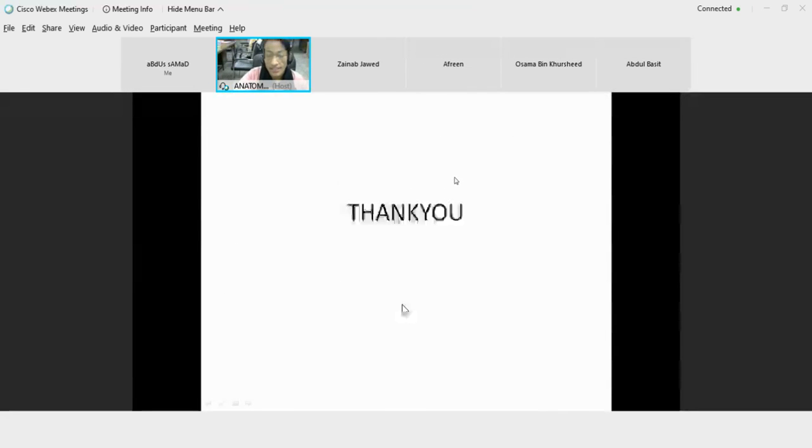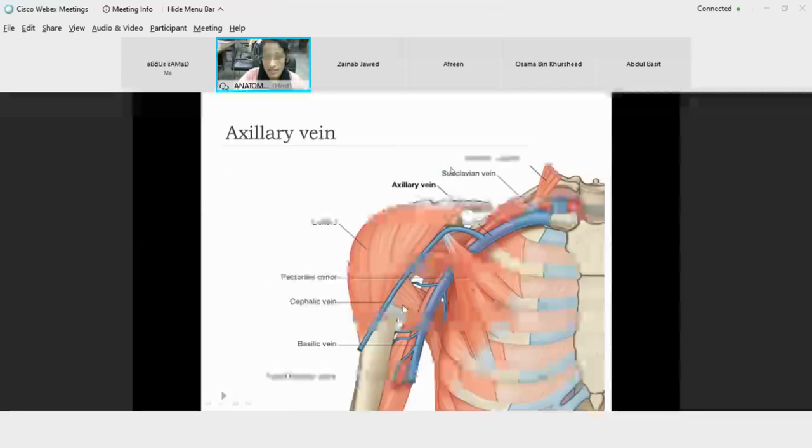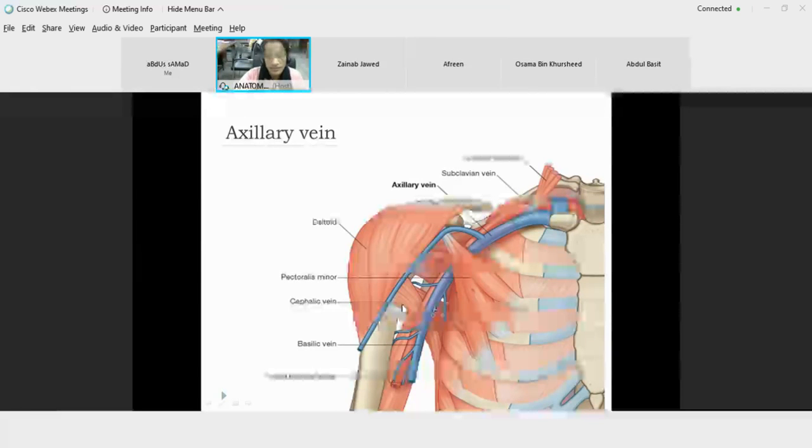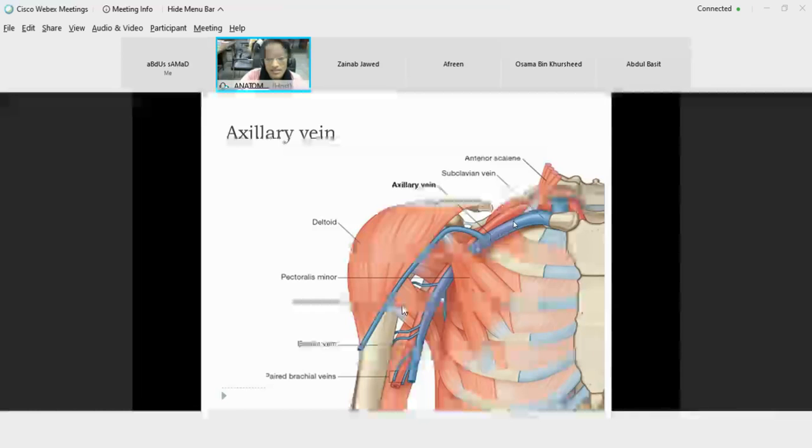Okay, that is all about today's class. Axillary vein, I'll give you a quick revision. It is formed at the lower border of the teres major muscle by the union of basilic vein and the brachial veins. Then it ends by becoming subclavian vein at the outer border of the first rib.